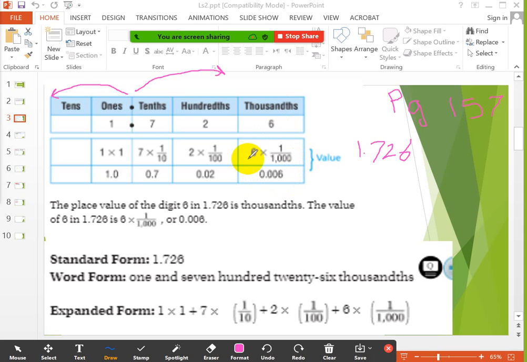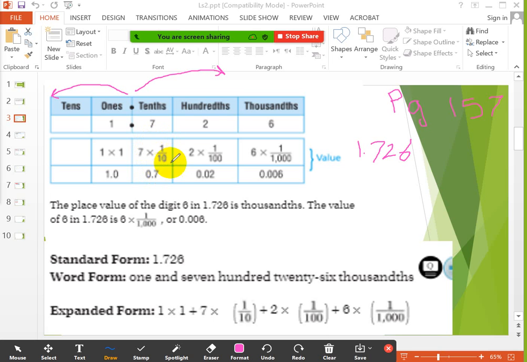Okay? Now look at this row. In this row, the number is written as a number multiplied by a fraction. Okay? Please focus with me. So I will write each decimal here, each number as a number multiplied by a decimal fraction.